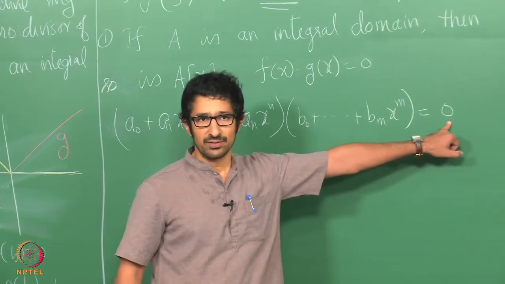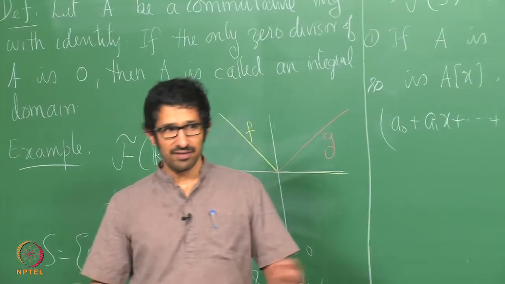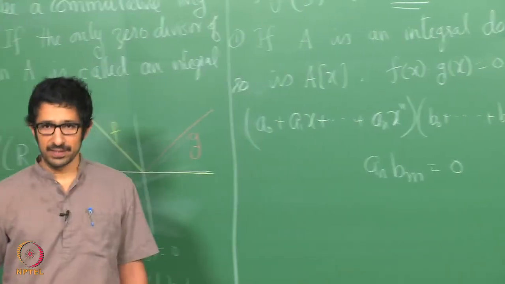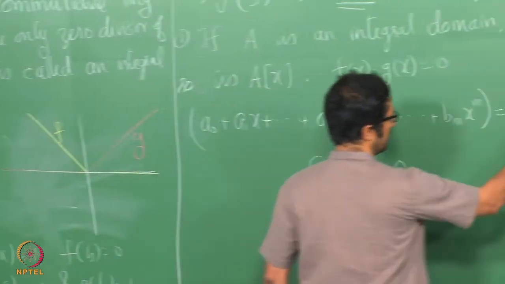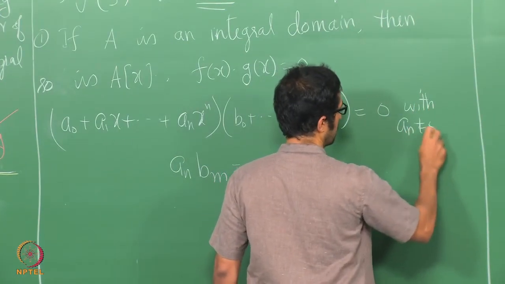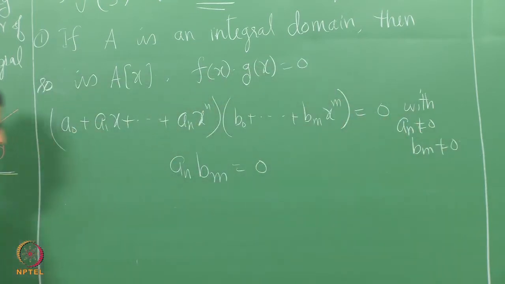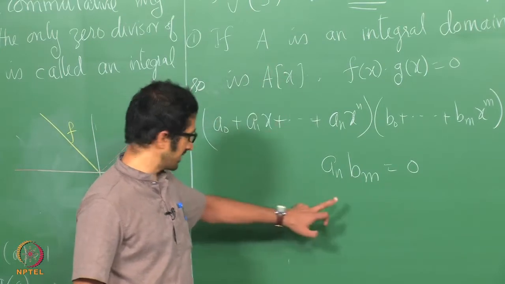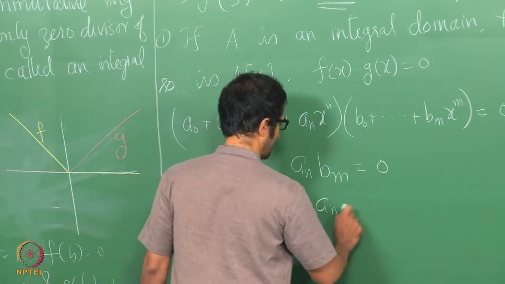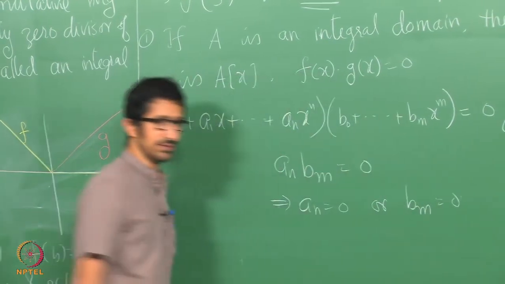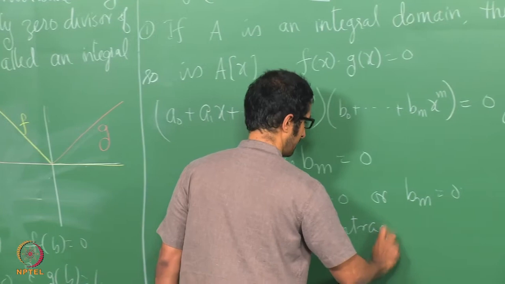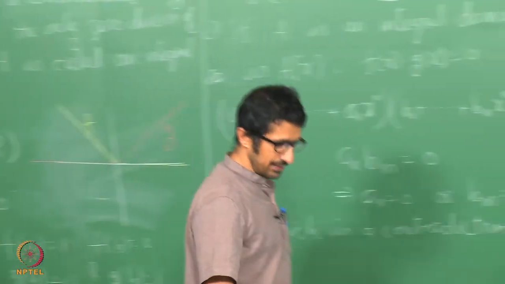Now, the product is 0. When do you say a polynomial is 0? When each coefficient is 0, which means a_n b_m is 0. But our assumption is that a_n is not equal to 0 and b_m is not equal to 0, and A is an integral domain. This will imply that a_n is 0 or b_m is 0. That's a contradiction. Therefore, we see that if A is an integral domain, then so is A[x].